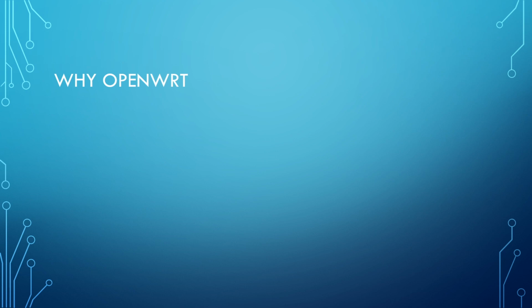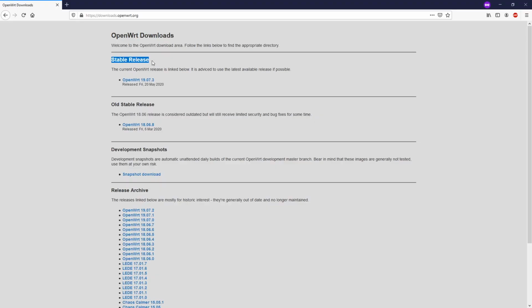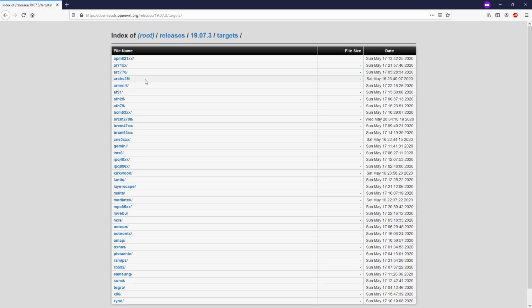OpenWRT gives you full root access to the router and ensures that there are no hidden backdoors left by hardware vendors. Home routers are usually not up to date with security patches. Meanwhile, OpenWRT software components are kept up to date, so vulnerabilities get closed shortly after they are discovered. In addition to that, OpenWRT prolongs the life of the router.